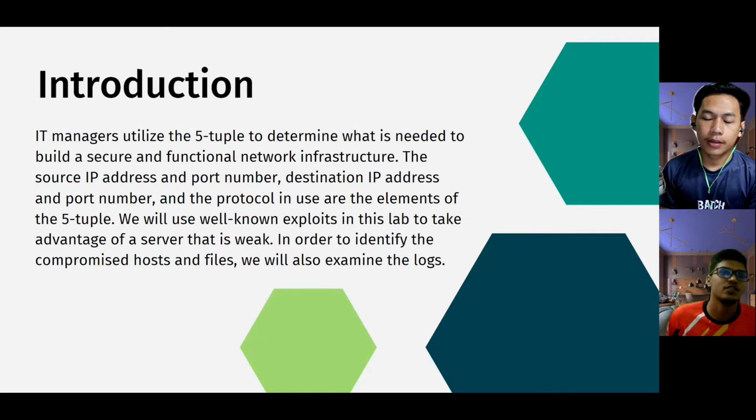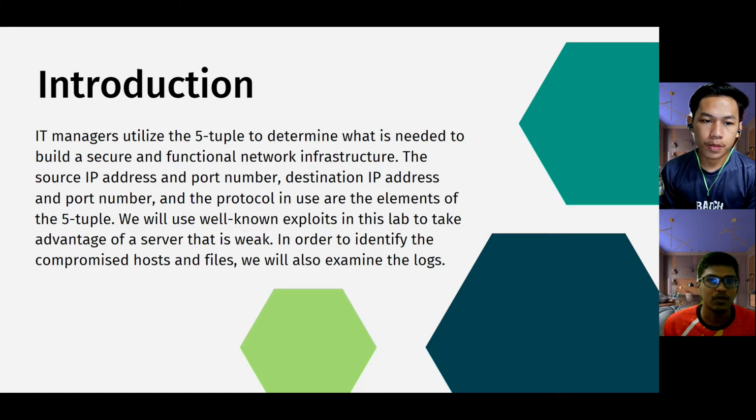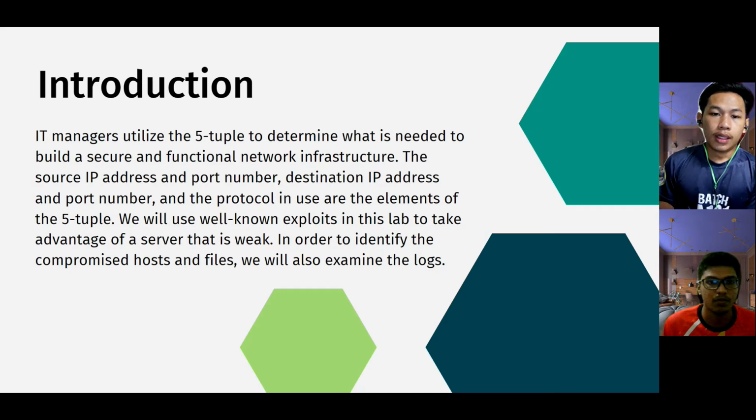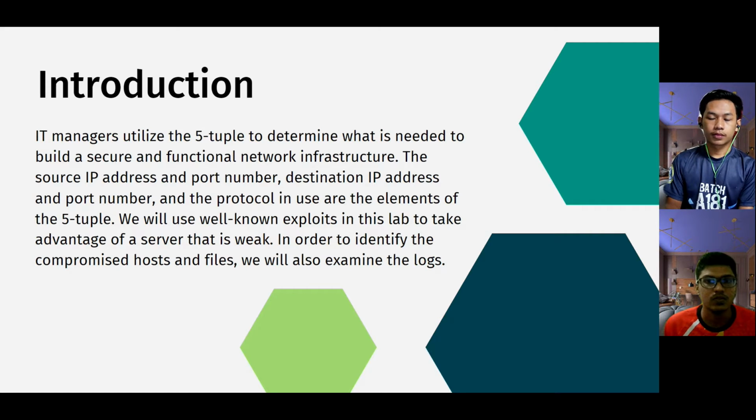For the introduction, IT managers utilize the five tuple to determine what is needed to build a secure and functional network infrastructure. Source IP address and port number, the destination IP address and port number, and the protocol in use are the elements of the five tuple that will be changed. We will use well-known exploits in the lab to take advantage of a weak server. In order to identify the compromised hosts and files, we will also examine the logs so that we could understand and take over the site.